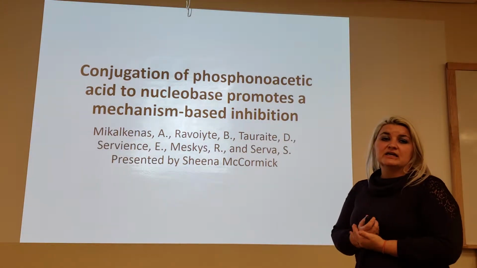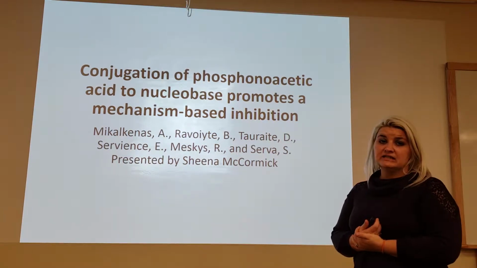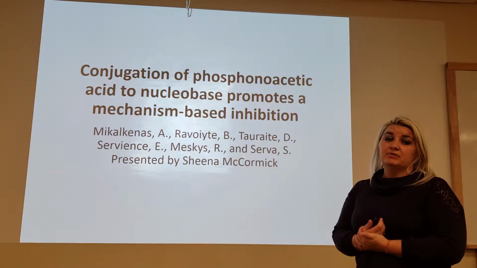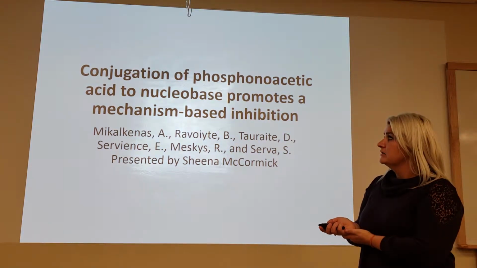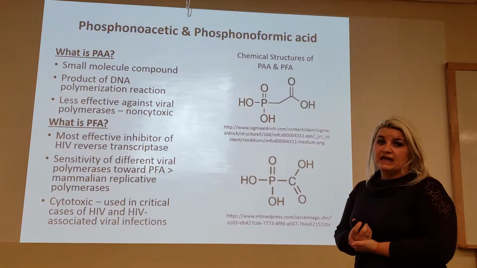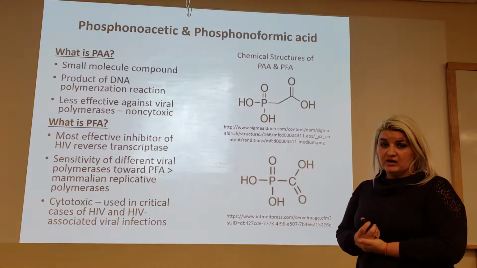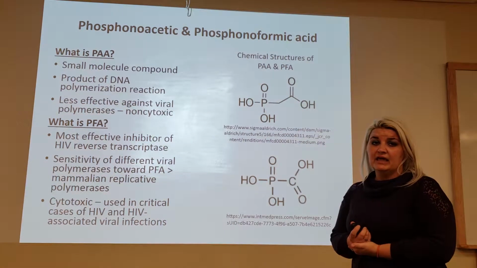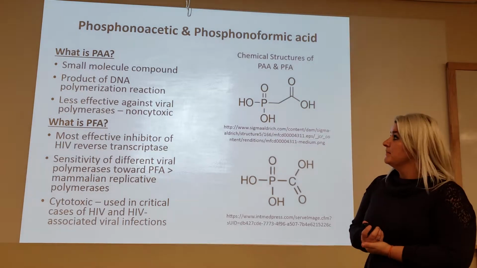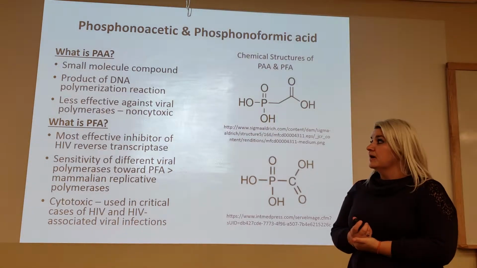So this paper is going to discuss how analogs of pyrophosphate such as phosphanoacetic acid and phosphanoformic acid are used to inhibit viral polymerases. So what is phosphanoacetic acid and phosphanoformic acid? Phosphanoacetic acid from here on out will be referred to as PAA, and phosphanoformic acid will be referred to as PFA. Phosphanoacetic acid, PAA, is a small molecule compound.